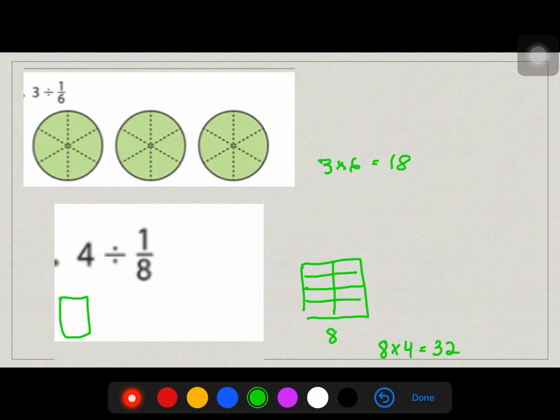Or I could draw a model. 1, 2, 3, 4, being divided into eighths, all of them. And I could count up how many little rectangles I have, and I'd have 32. Whatever way you prefer, they both are the right answer.